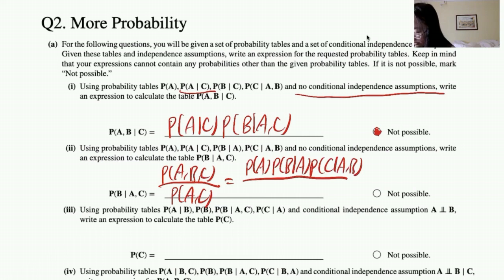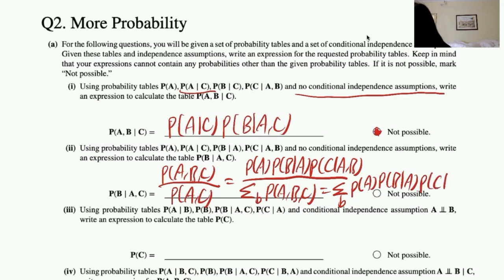Then to compute the probability of A, C, it is equal to summing over all possible values of B of the probability of A, B, C. Which is summing over B, probability of A, probability of B given A, probability of C given A, B. So basically, this is the final answer.